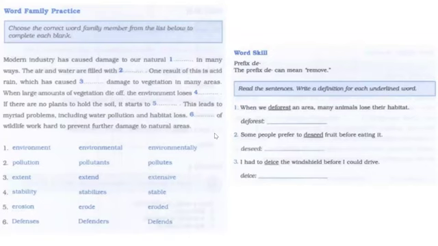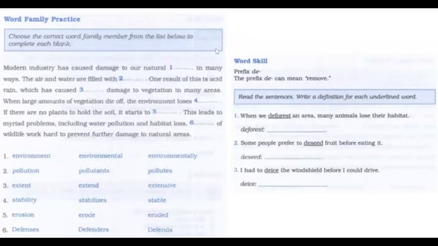And let's take a look at some practice. Let's read one by one, and then you just have to choose which word formation is suitable. So first one, Svara. Modern industry has caused damage to our natural environment in many ways. You can actually read up until 3.